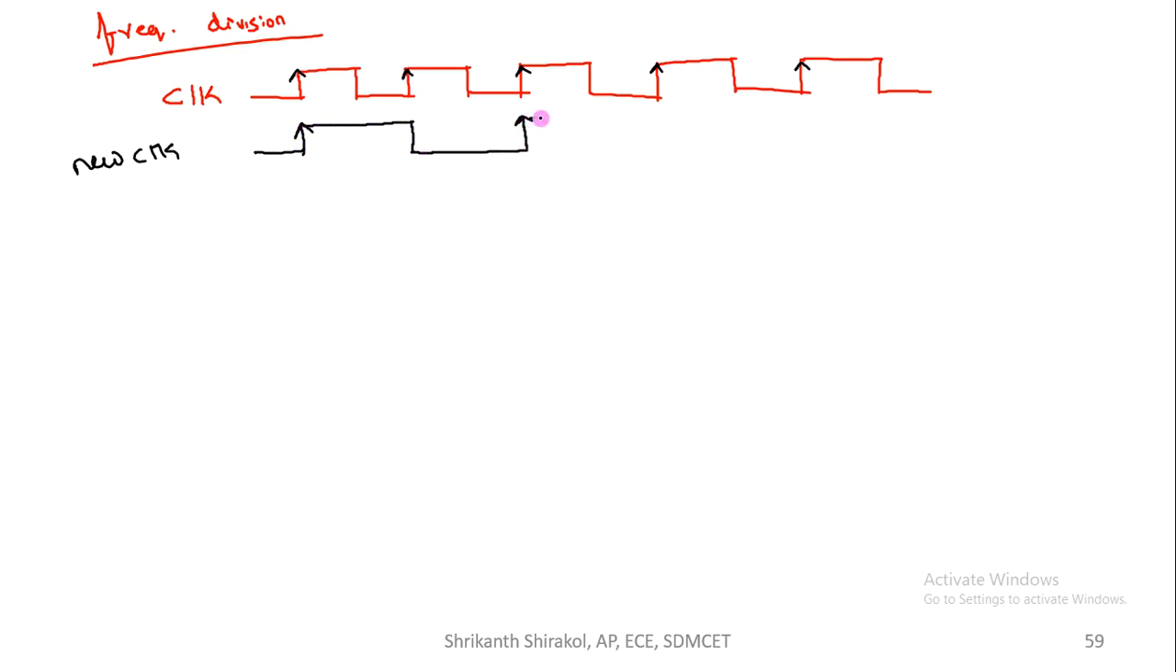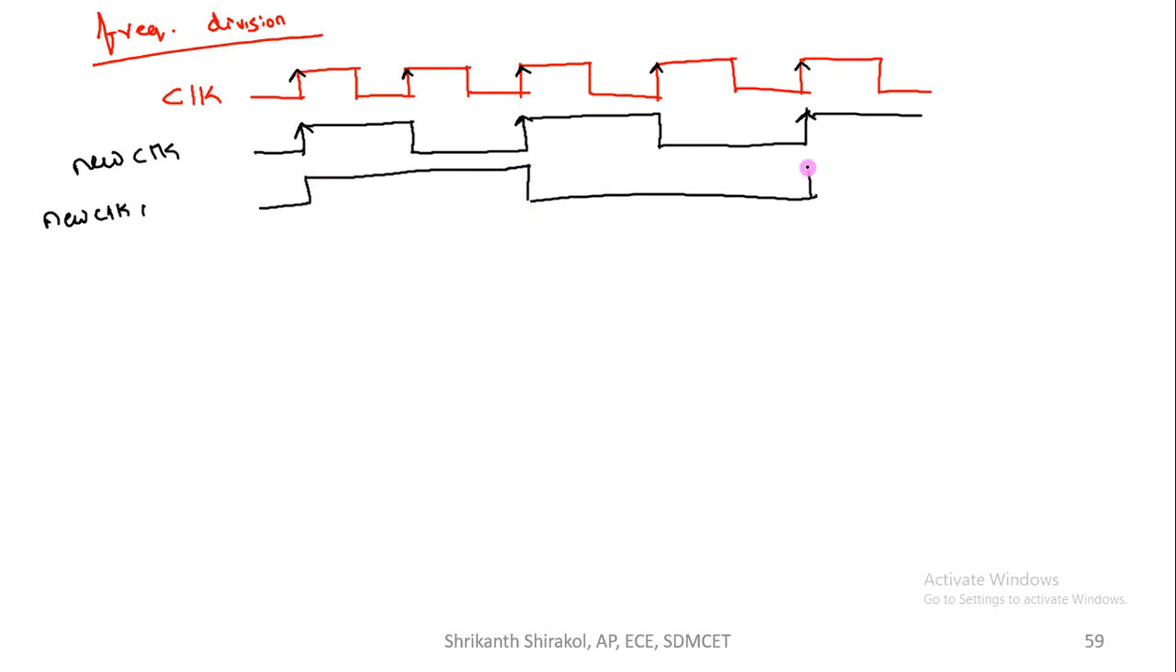It means, what changes can you see here? You can see that the period of this, let me write one more, new clock 1. I start from here itself, I extend till here, then I take it down, then I extend till here, then I go up. This is a positive edge. This is a positive edge.